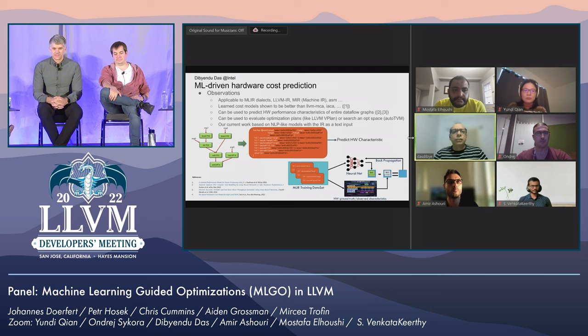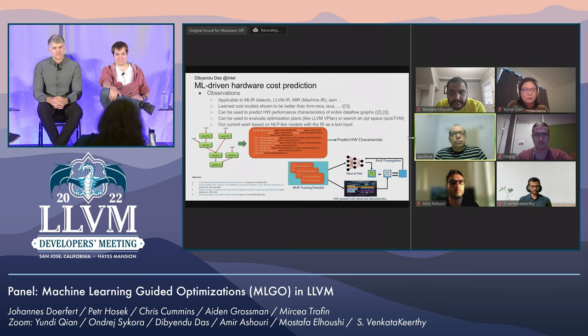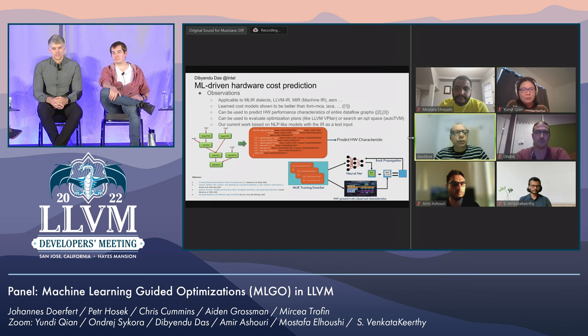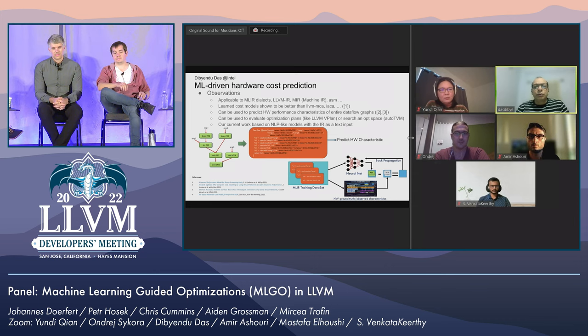Okay, thank you. My name is Dibyendu and I work at Intel. Mainly I'm working on the deep learning stack, but I also spend time on machine learning approaches to deep learning. This first slide is mainly on the performance aspects, where we are trying to see whether, from a high-level description of a data flow graph, mainly in MLIR form, we can predict certain hardware characteristics like register pressure and XPU utilization.